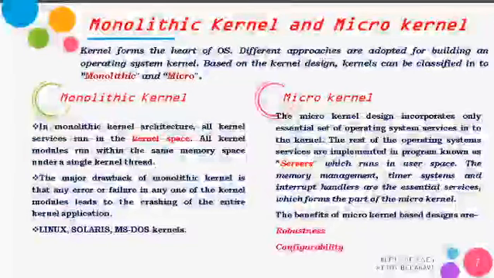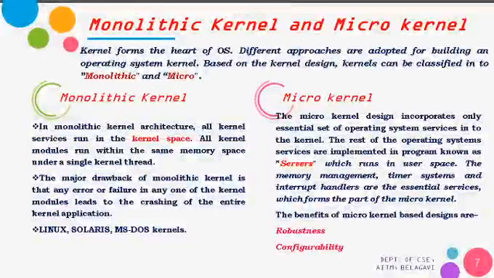Robustness: if a problem is encountered in any of the services which run as a server, it can be reconfigured and restarted without restarting the entire OS. So the chances of corruption of kernel services are ideally zero, which makes the microkernel robust. Then configurability: any services which run as server applications can be changed without the need to restart the whole system. This makes the system dynamically configurable.